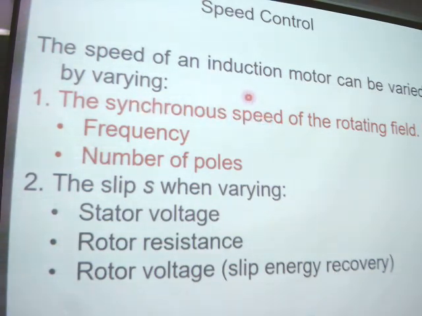The synchronous speed is dependent on the frequency and the number of poles. We can change the synchronous speed by changing the frequency. Also, we can change the number of poles. Some people think that for an induction machine the pole count cannot change, but using some special methods, we can change the number of poles.